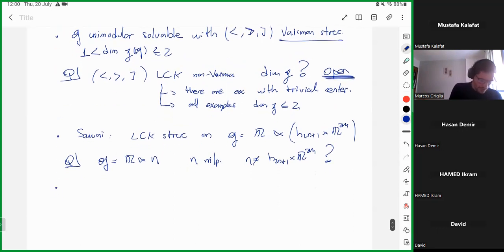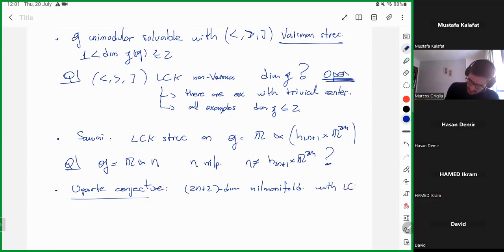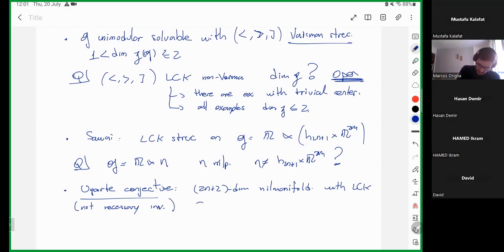And if you remember, in the second lecture we also talked about the conjecture of Ugarte, and I will finish with this conjecture. The conjecture is about 2n plus 2 dimensional nilmanifolds with LCK structure, not necessarily invariant; the conjecture is in general. He said that in this situation, the Lie group has to be diffeomorphic to just an extension of the Heisenberg.